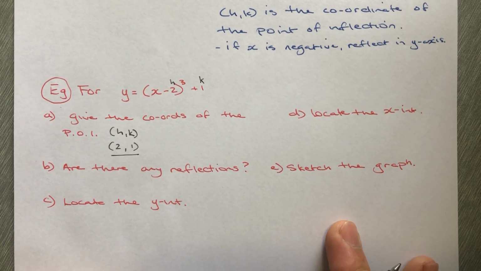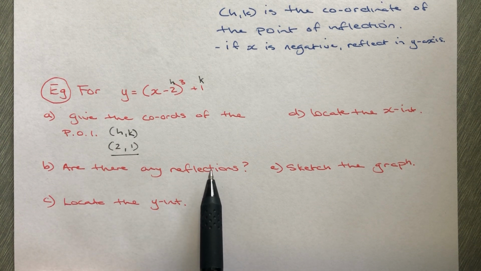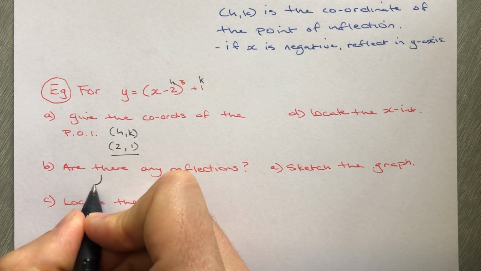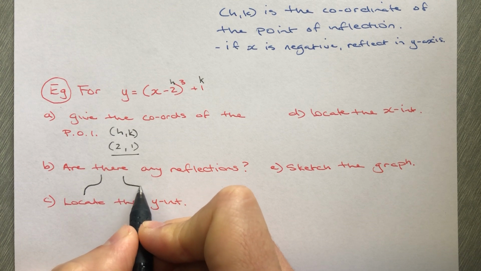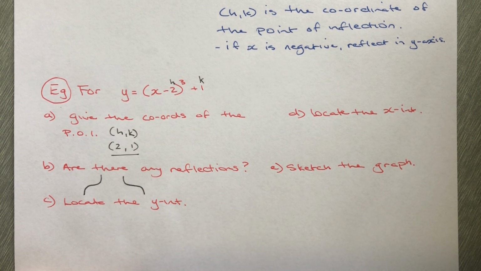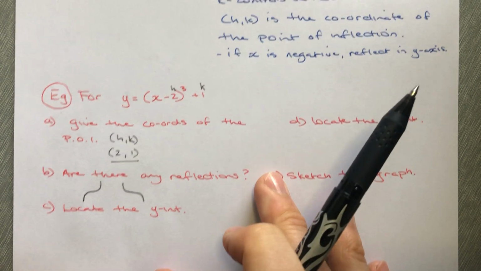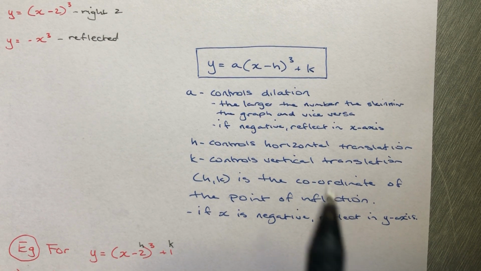The next one is a yes or no question: are there any reflections? I want you to ask yourself that every time because we want to know the shape that it goes. If there aren't any reflections, the shape might look like that. But if there are reflections, it's going to look like that instead. So we want to know which one it is. Let's look at our rule up here instead.